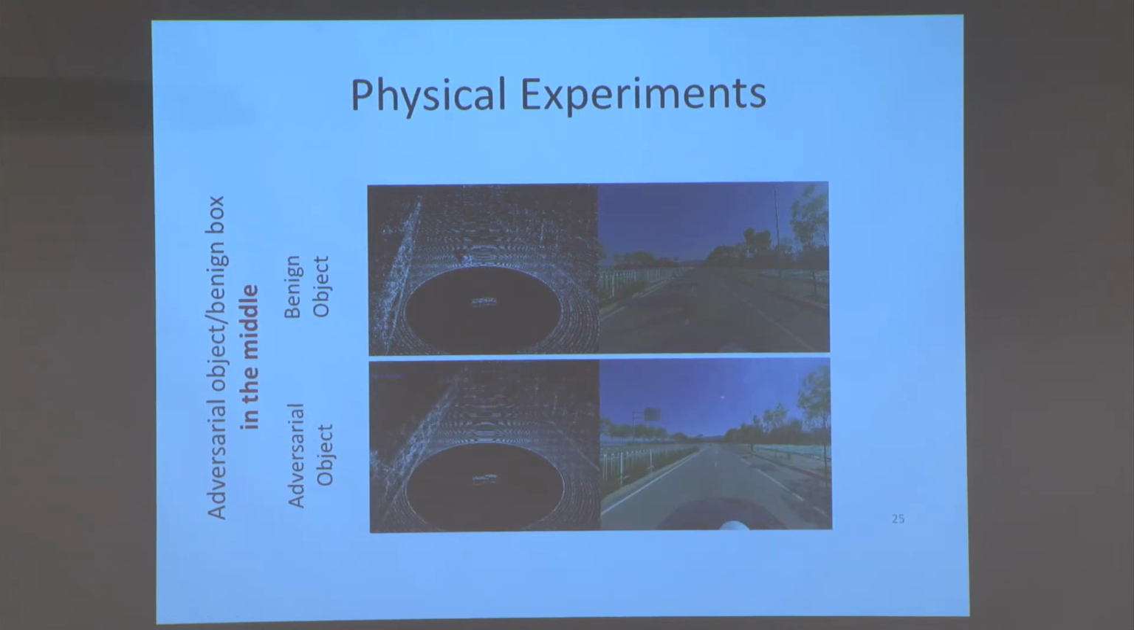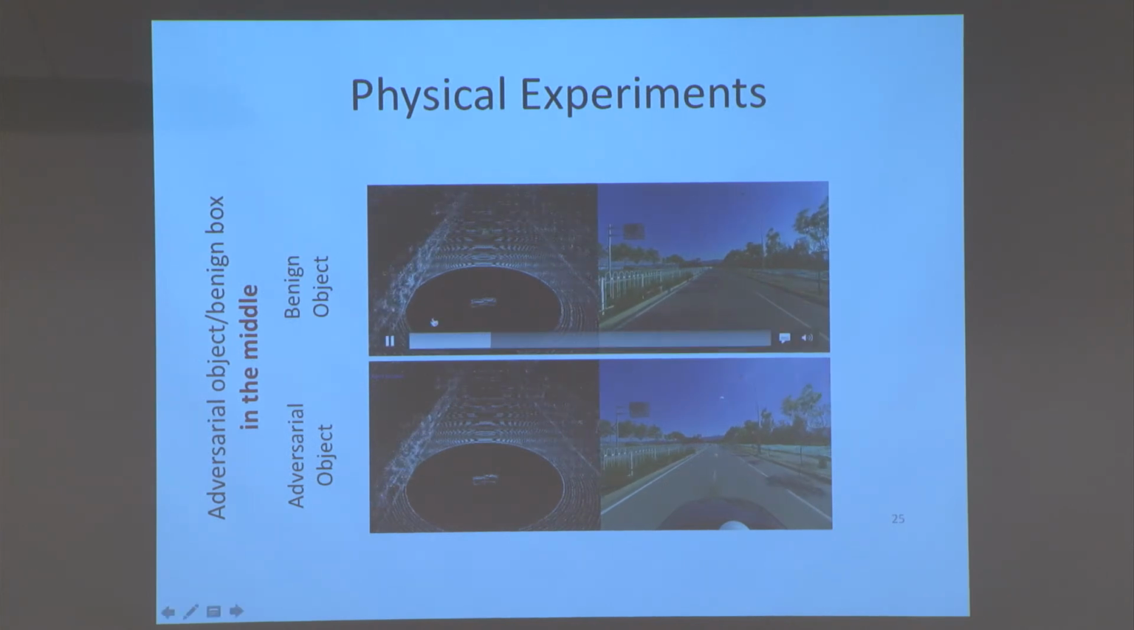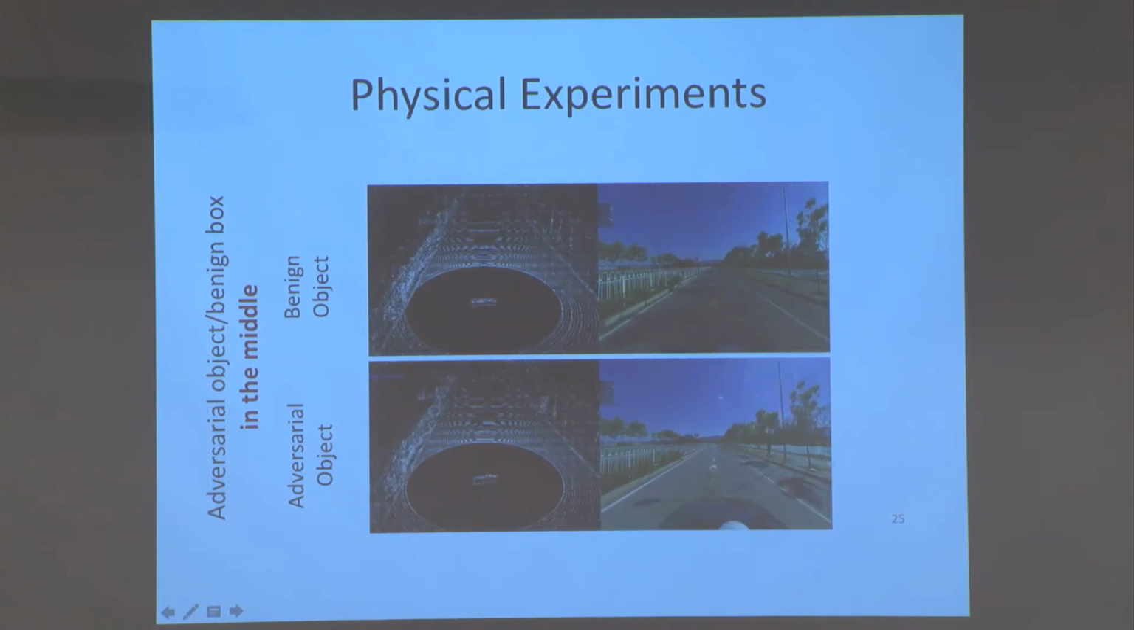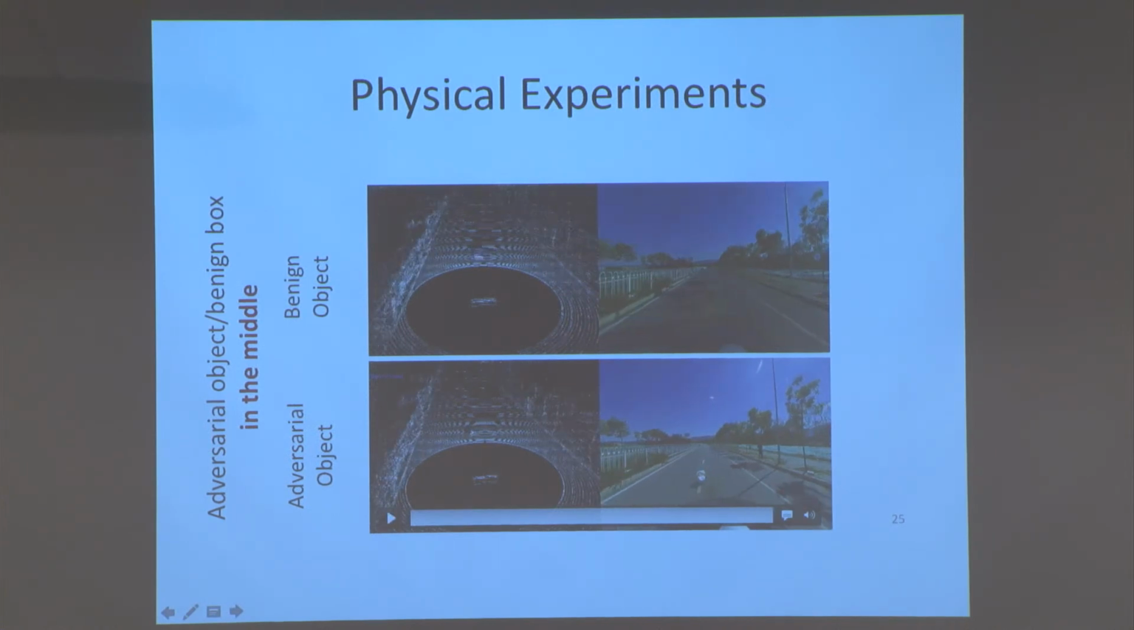So another example. On the top, you can see that most of the time, the green box shows up, which means this real box here was detected. But for the object with a slightly weird shape here, which is 3D printed and optimized in a way to attack the LiDAR, this LiDAR system always cannot find the green box, which means it fails to detect the object.